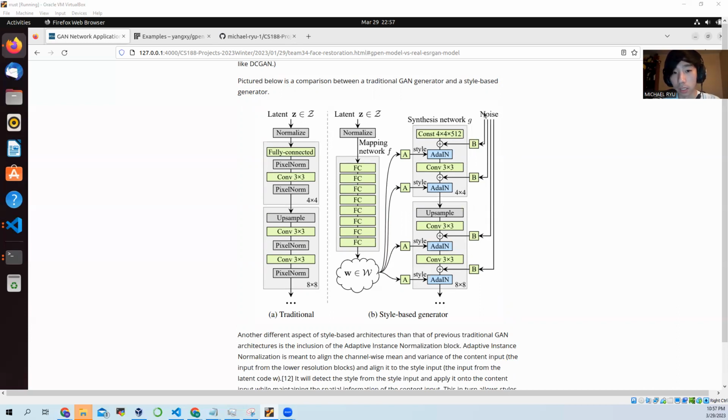But in style-based architectures, it takes in the latent code Z, runs it through multiple fully connected layers, gets us an intermediate latent code W, and we can see that it is actually placed within each convolutional block.